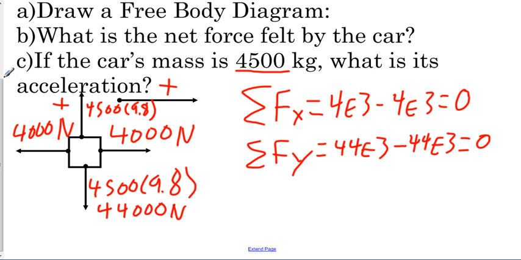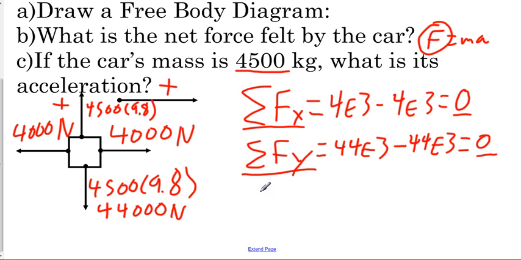For C, if the car's mass is 4,500 kilograms, what is its acceleration? This is when we use our F equals ma equation. And this F we can think of as our net force, or the sum of all forces. And so the value that we get from the summation, we can plug into the F.